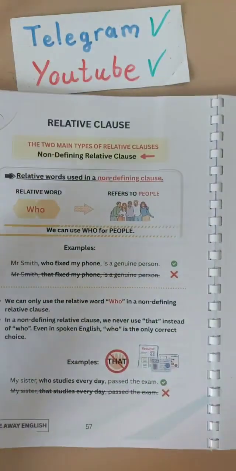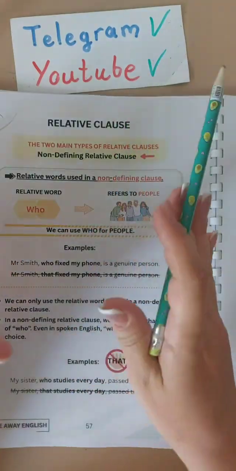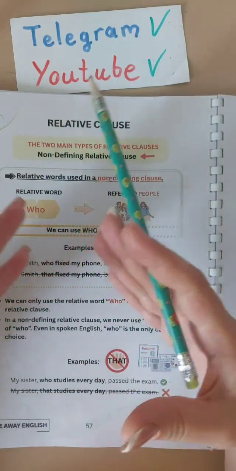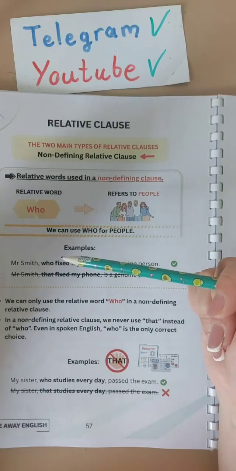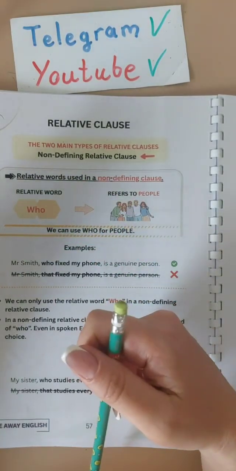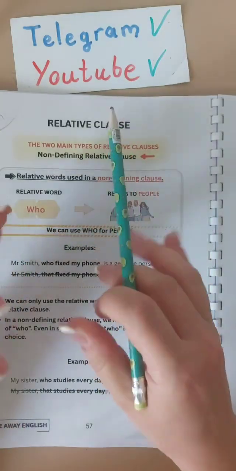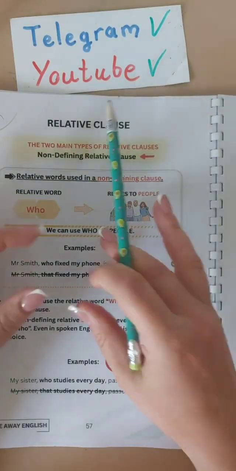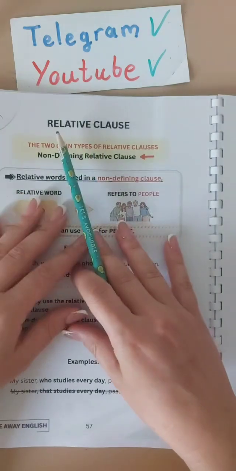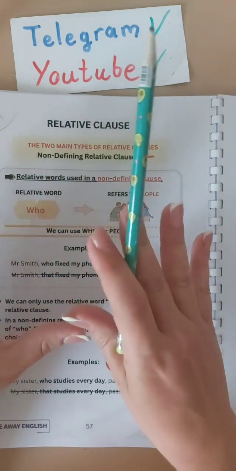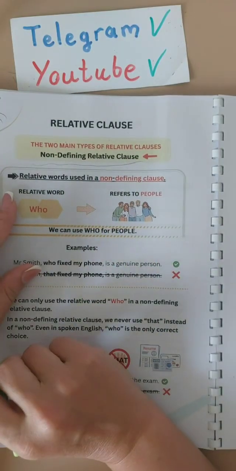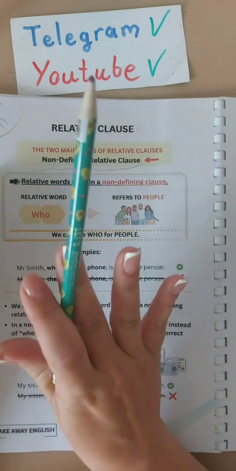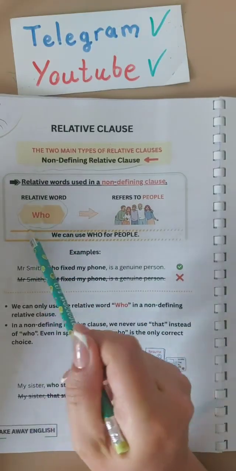So, we know that when it comes to the defining relative clause, we can use that instead of almost all the relative words. We can use that instead of who. We can use that instead of whom. We can use that instead of which, right? Instead of where, instead of when, instead of why. When it comes to the non-defining relative clauses, we cannot do that. We can only use these relative words.